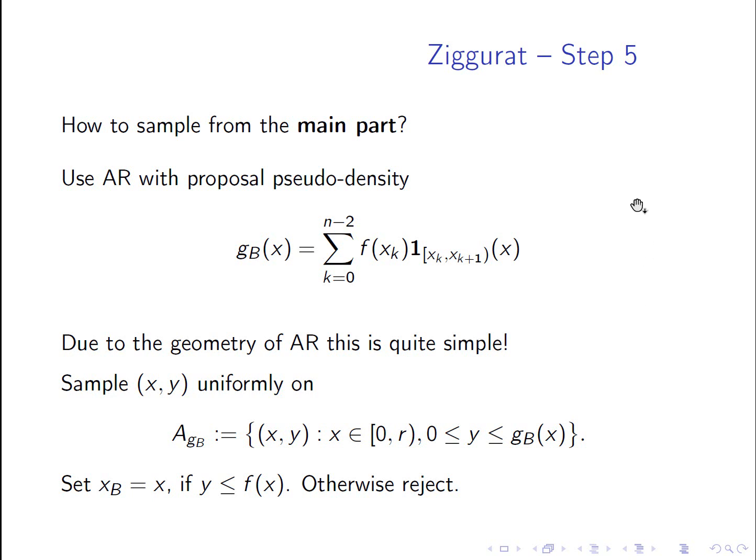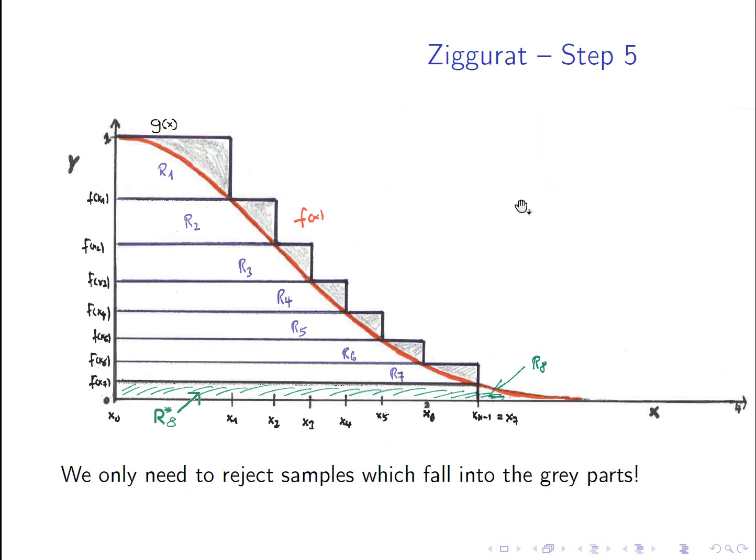And for this, let's dive into step 5, so sampling from the main part. We did this by acceptance and rejection with this proposal pseudo-density. And as I told you, since acceptance and rejection has a nice geometric interpretation, this is actually quite simple. So we sample uniformly on the set, and then we keep the first component as a sample if this test here is satisfied, and otherwise we reject. So let's look at the picture.